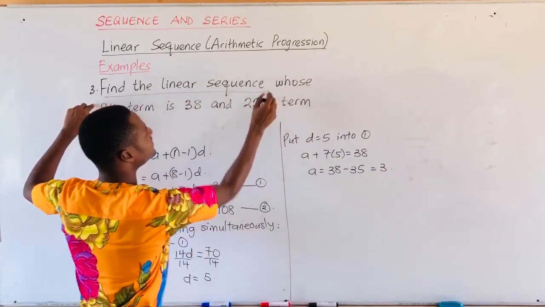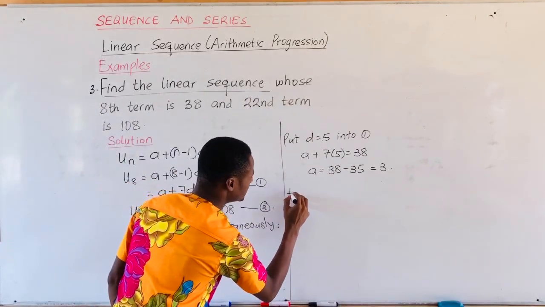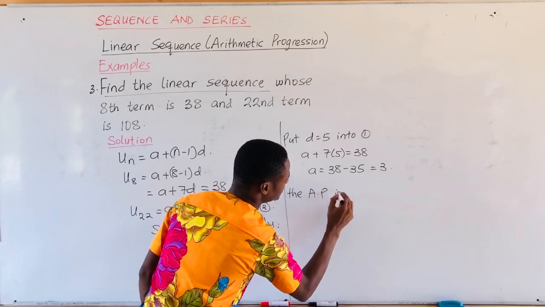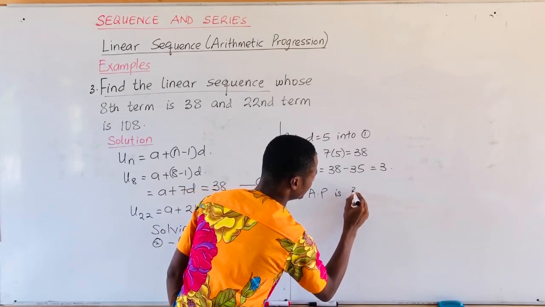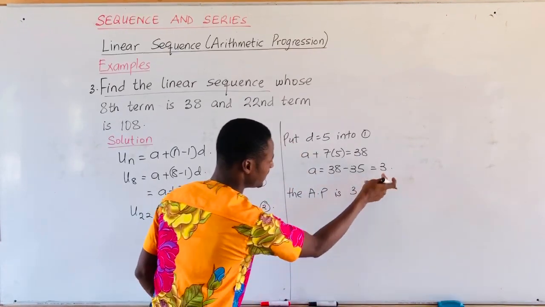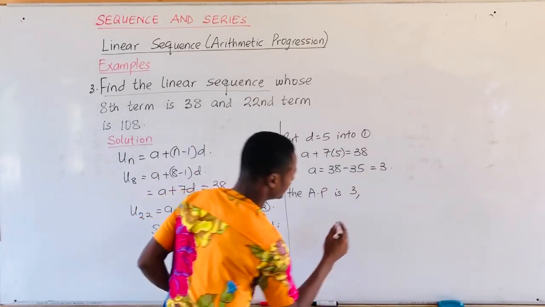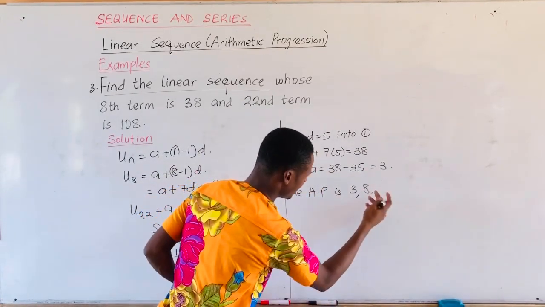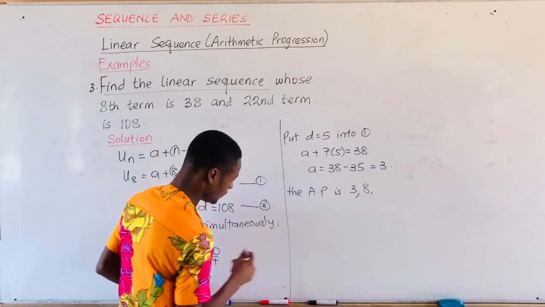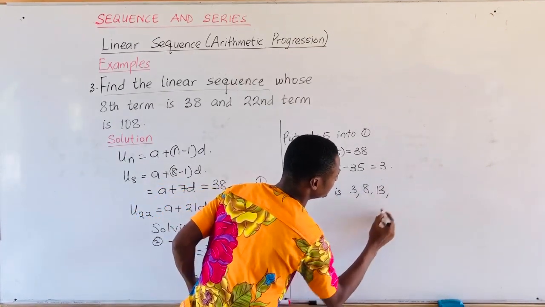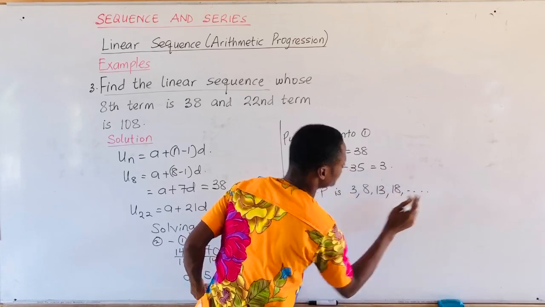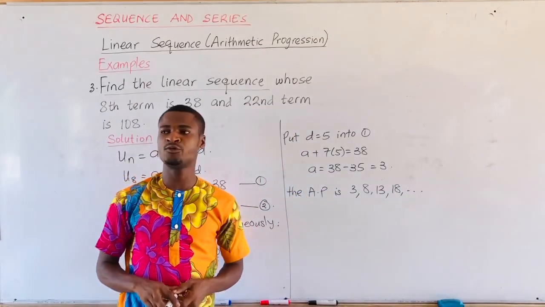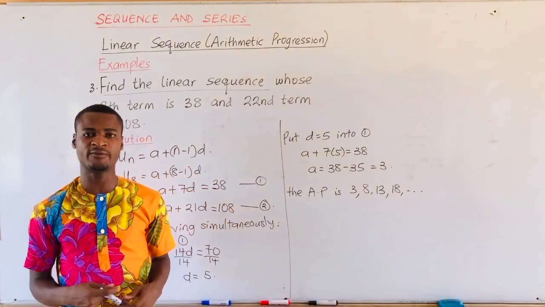In finding the sequence, we know that the AP is, the first term is 3, then the second term will be 3 plus the common difference, which is 8. Then the third term will also be 8 plus the common difference, which is 13, 18, and so on. This is the linear sequence. Next, we will look at the sum of the terms of a linear sequence.